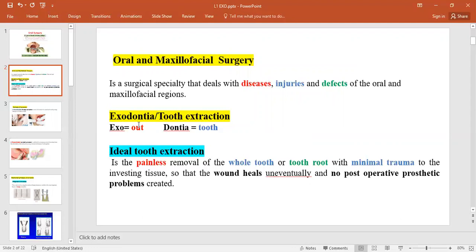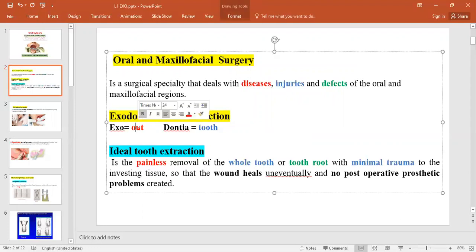So when you do it with minimum trauma, there will be easy and quick wound healing, and no post-operative prosthetic problem. You know, we need to do dentures. We need an ideal ridge. So if you do trauma and any bone is broken, there will be a defect in the denture bearing area, which affects future denture construction.